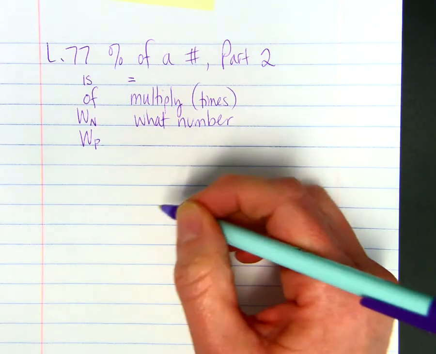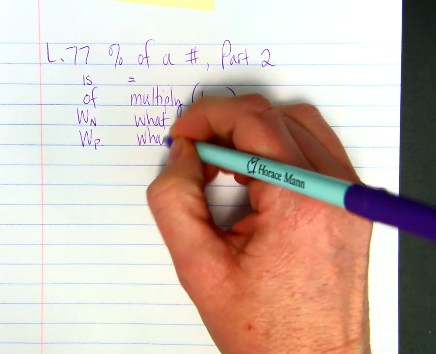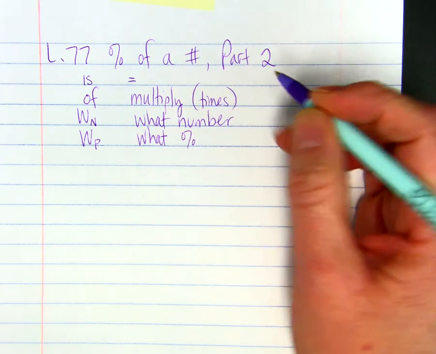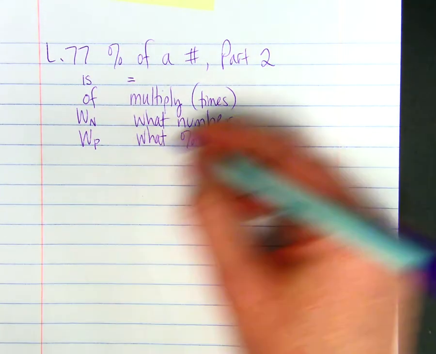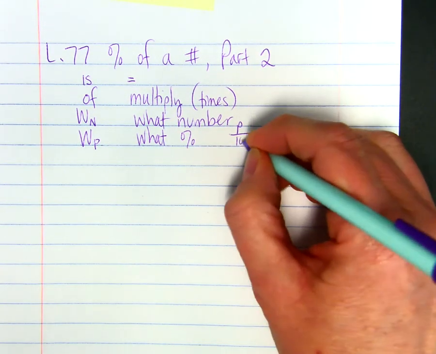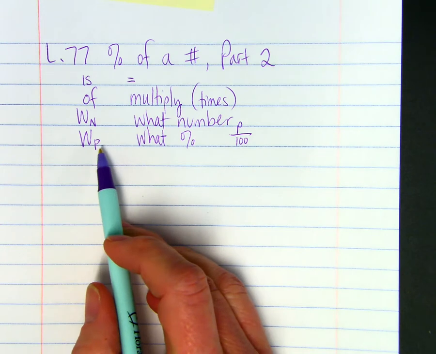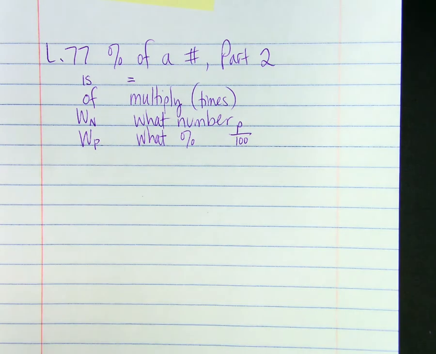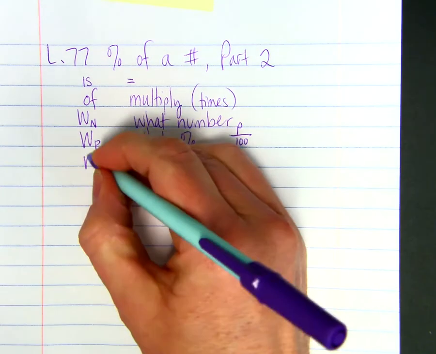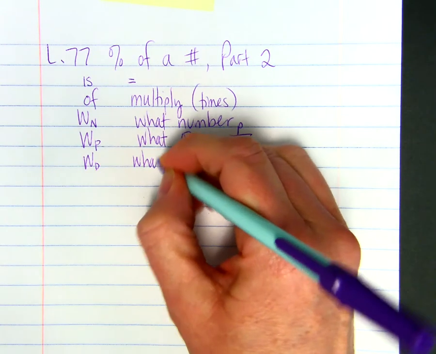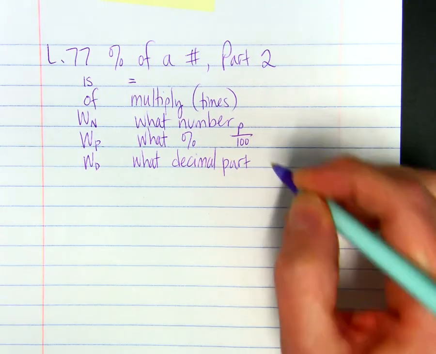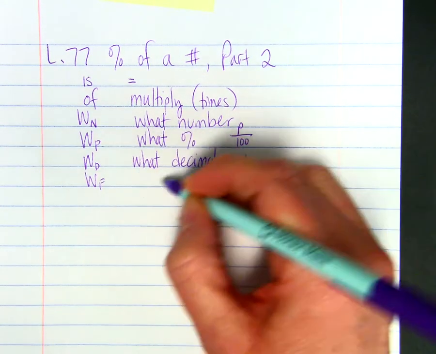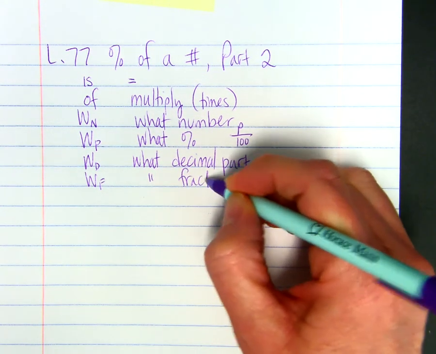W sub p is a new one. That's for what percent? And whenever you have W sub p, instead of doing that, I like to put p over 100 because percent always means divide by 100. Then we had W sub d is what? Decimal part. And W sub f was what? Fraction.